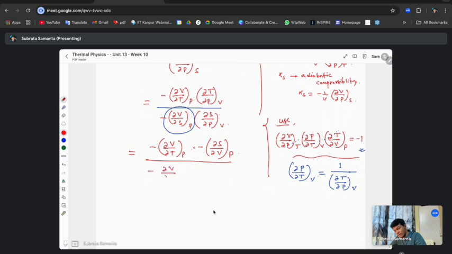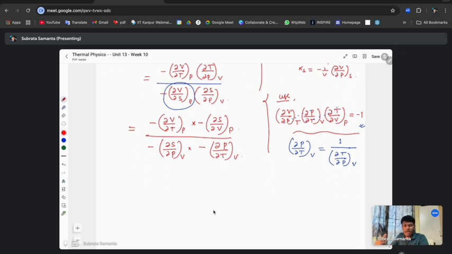minus del V del S, sorry, minus del S del P at constant V, times, again minus, so I put the minus sign here, an extra minus sign here as well. So minus, now the numerator is del T del P at constant P, so you can rewrite this in the denominator as del P del T at constant P. So now in the numerator I have both the terms at constant P, and in the denominator I have both the terms at constant P, right?